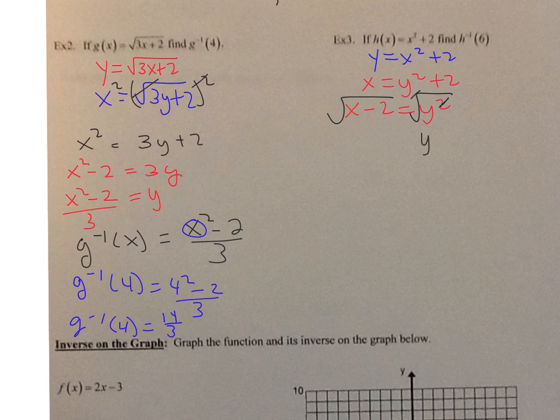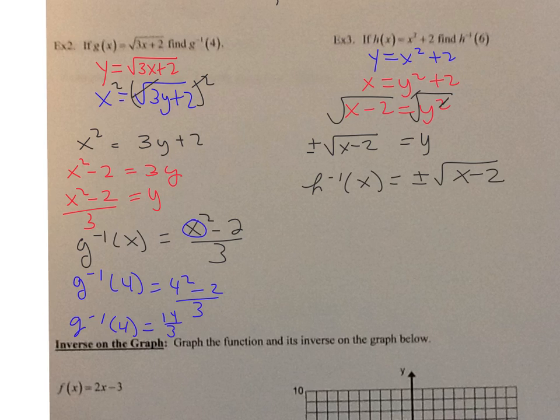So I get y equals, now remember when you take the square root you have to have plus minus. So we have plus minus the square root of x minus 2 is equal to y. That's my inverse. So let's write it using the inverse notation. So it's the inverse of h of x is equal to plus minus the square root of x minus 2.